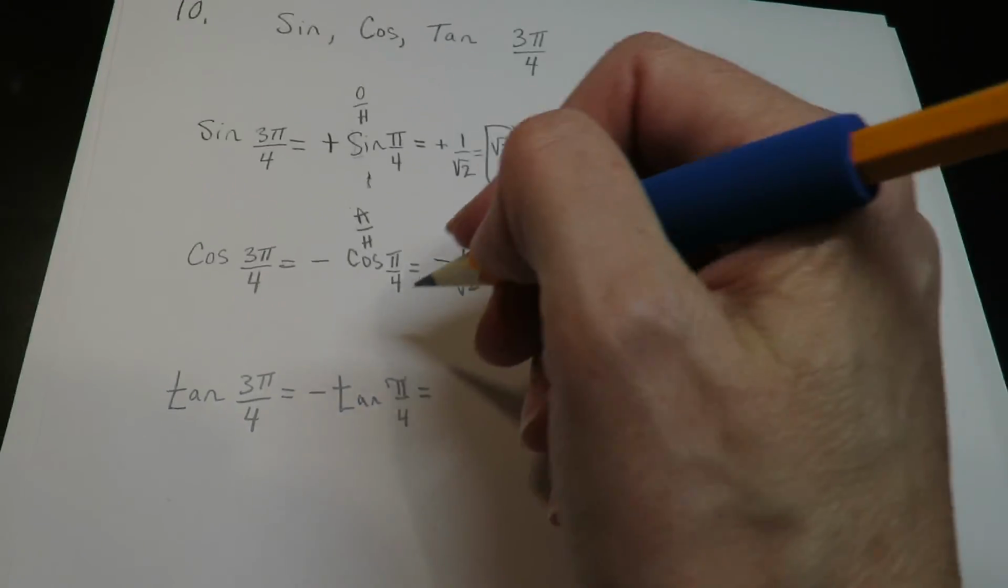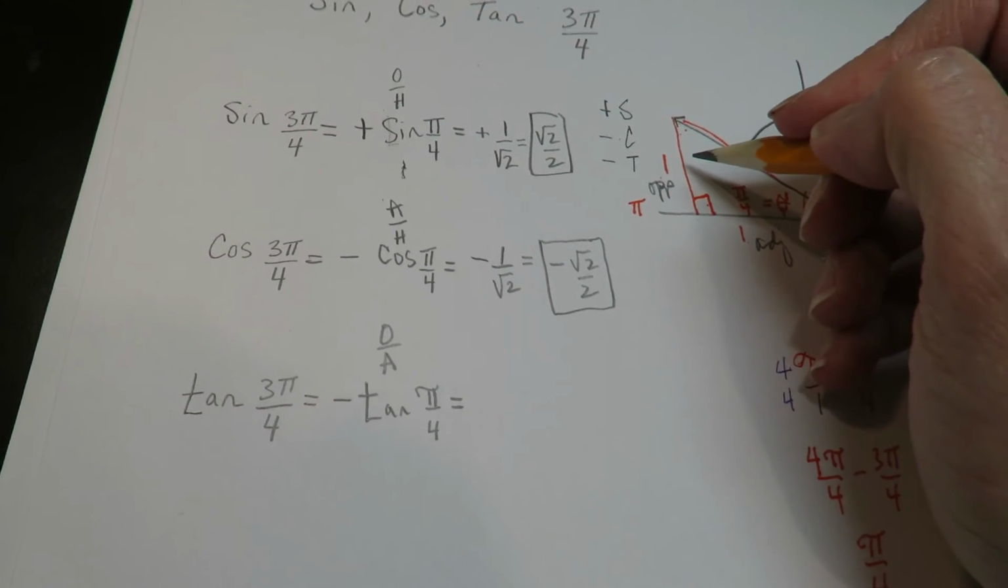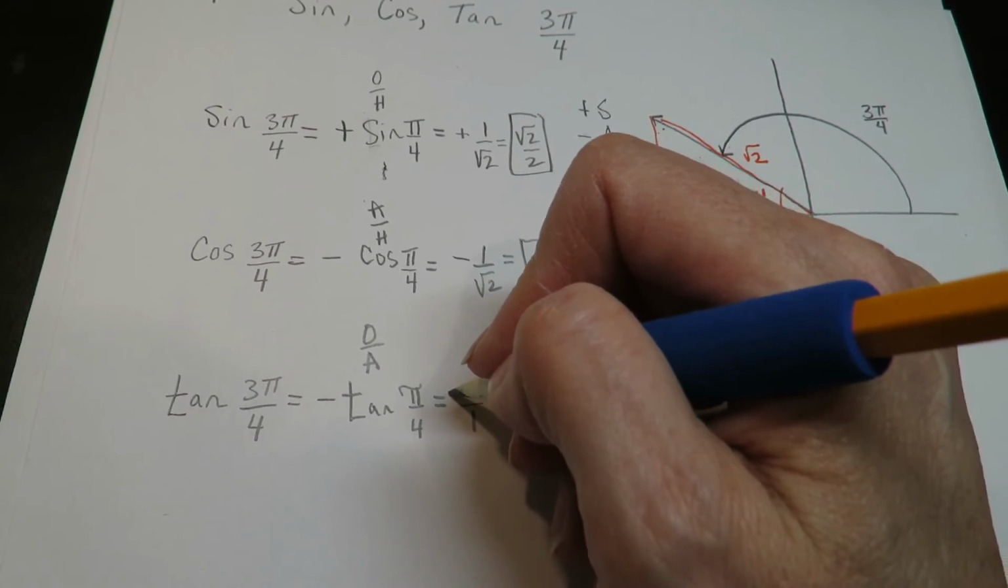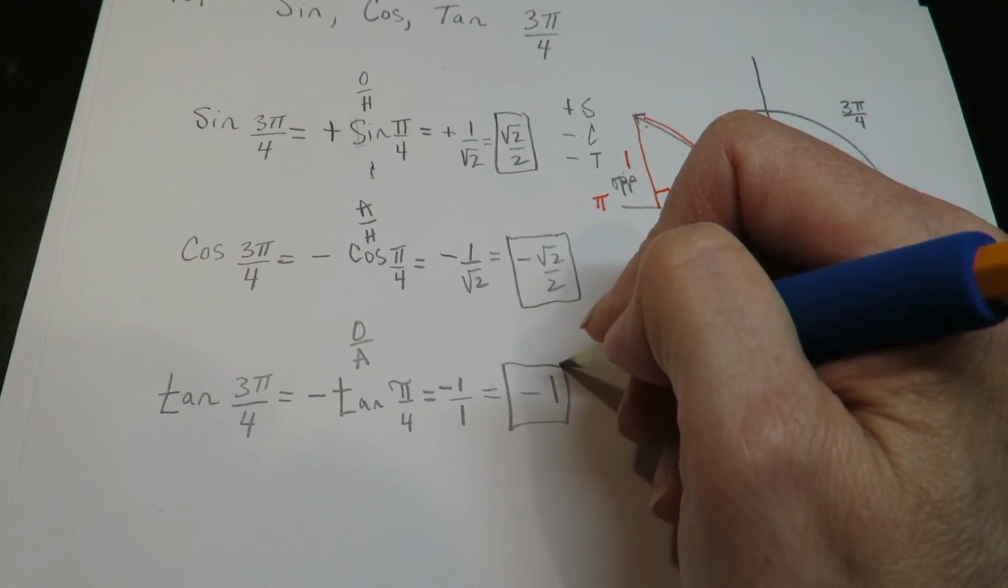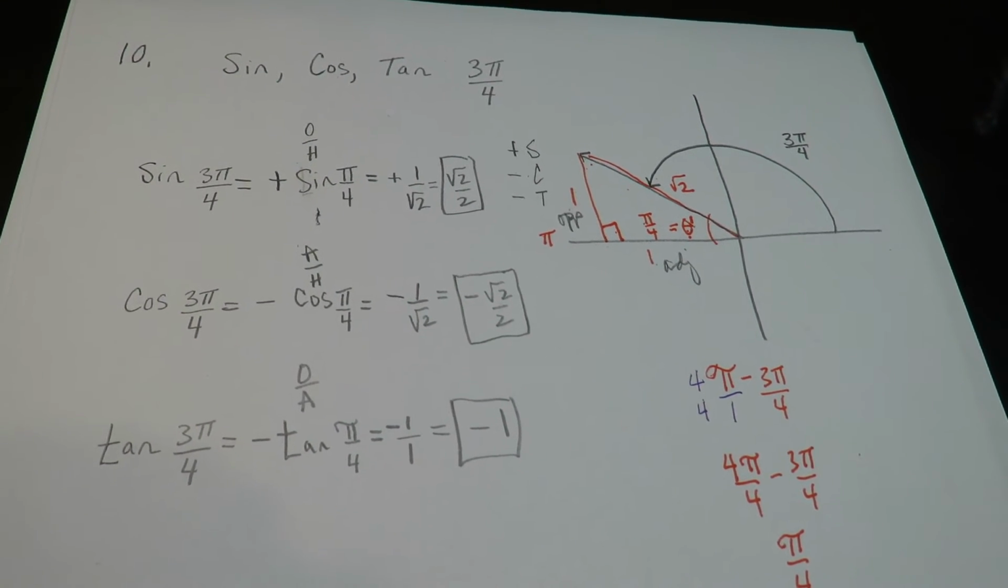And then the tangent is the opposite over the adjacent. So from our reference angle, the opposite over the adjacent is negative 1.